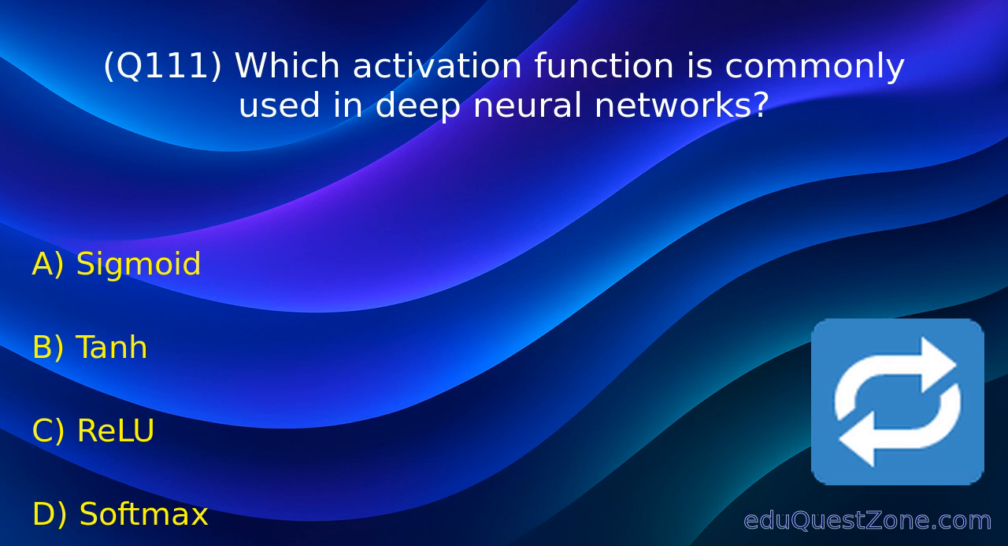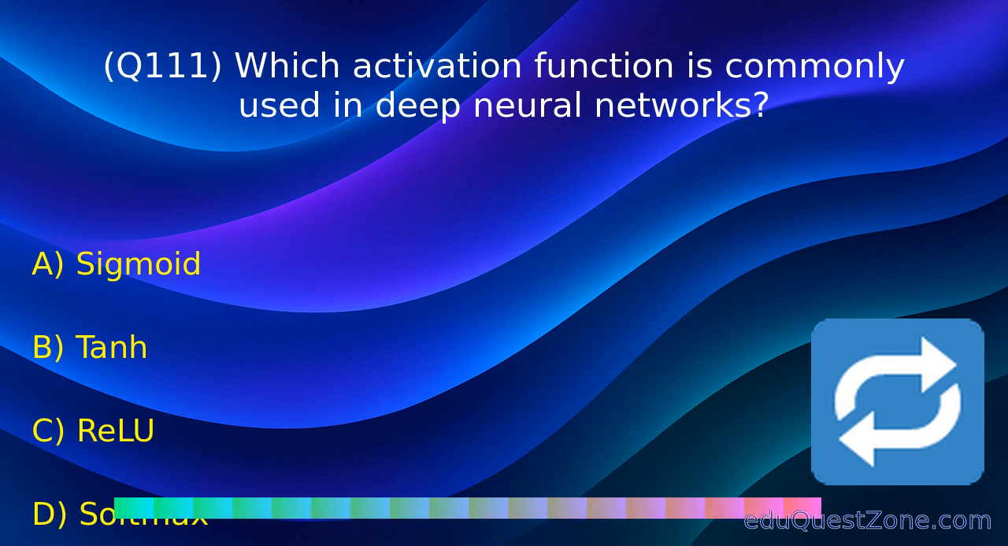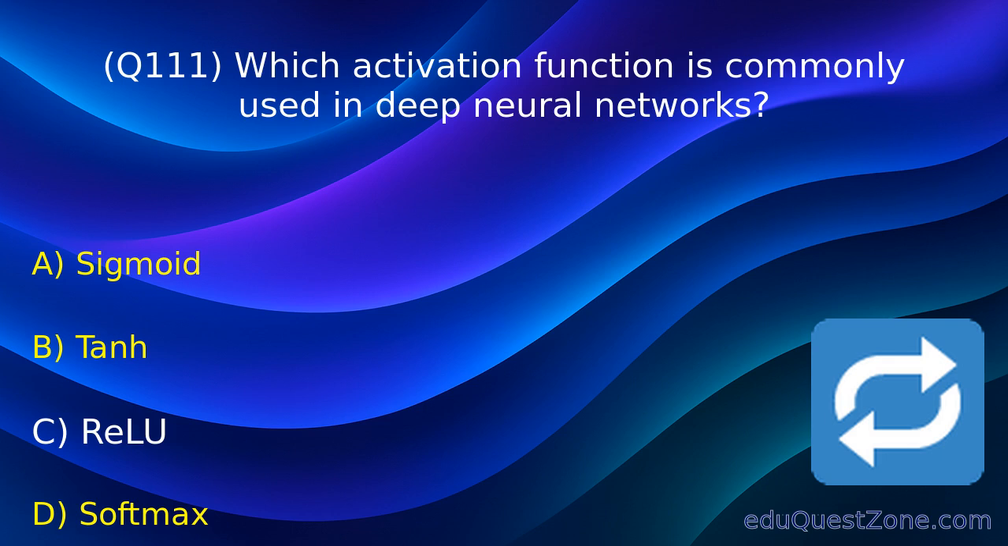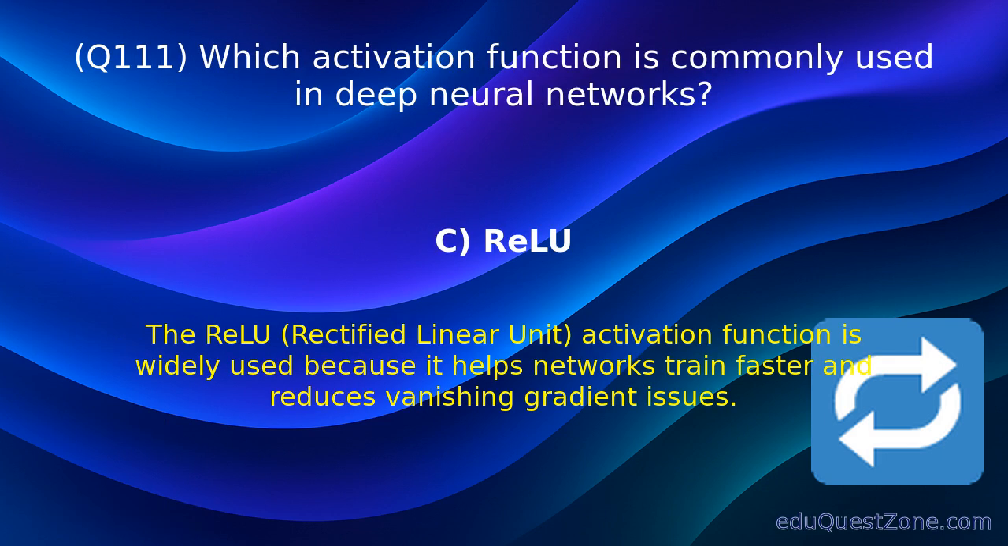Question number 111. Which activation function is commonly used in deep neural networks? Option C. ReLU. ReLU is the most common activation function used in deep learning models.